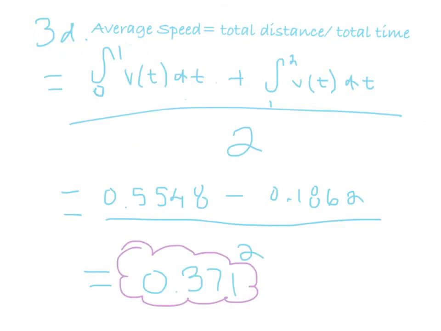Question 3d asks us to find the average speed of the particle over the interval 0 to 2. To find the average speed, we need the total distance over the total time. To find the total distance, we first need to find the integral from 0 to 1 of v of t, plus the integral from 1 to 2 of v of t, divided by 2. The first integral gives us 0.5548 minus 0.1862, over 2, which equals 0.371.